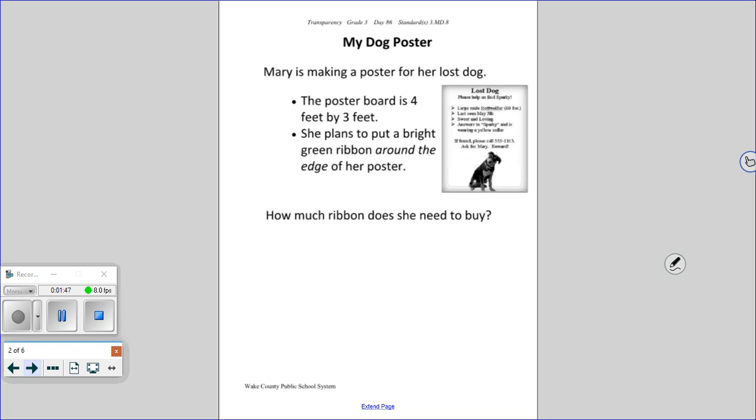It says, Mary is making a poster for her lost dog. The poster board is 4 feet by 3 feet. She plans to put a bright green ribbon around the edge of her poster. How much ribbon does she need to buy? I want you to pause the video right here, and I want you to reread that question, and I want you to come up with an answer sentence and write it in the space below.